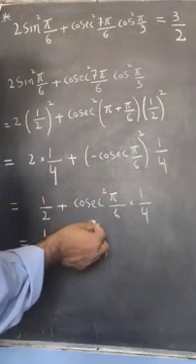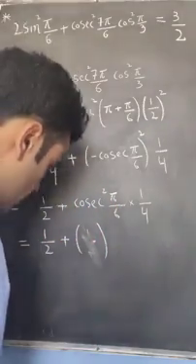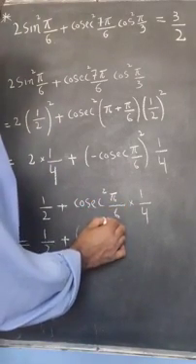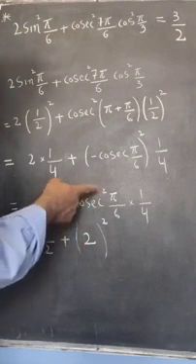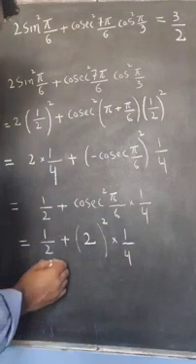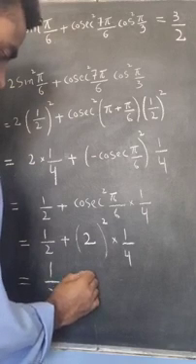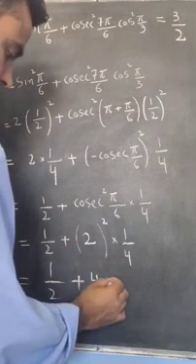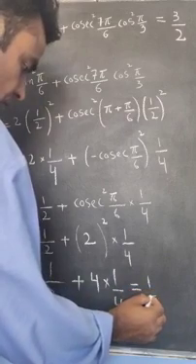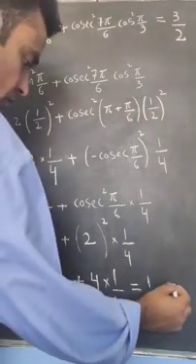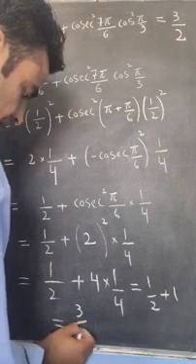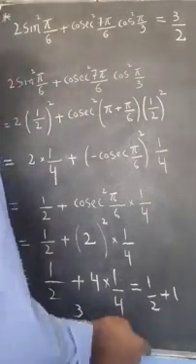this is cosecant pi by 6 or cosecant 30 degree, that is equal to 2, and here we have square, cosecant pi by 6 is 2, but here we have square, so put square here, into 1 by 4, so that is equal to 1 by 2 plus 2 square, that is 4, into 1 by 4, which is equal to 1 by 2 plus 4 by 4, that is equal to 1, so that is equal to 3 by 2, that is equal to RHS.